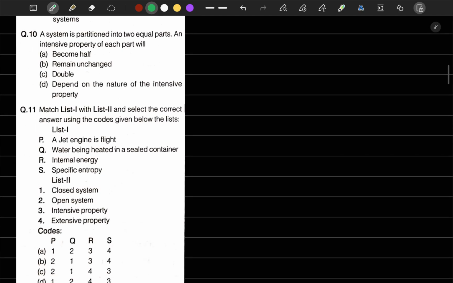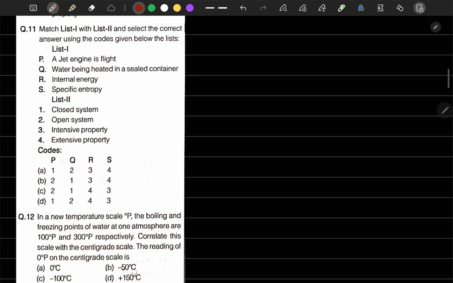Next question is, a system is partitioned into two equal parts, and the intensive property of each part will be. As I have mentioned earlier in the last few lectures, the intensive property, if we divide the system into two, will remain unchanged. Okay.